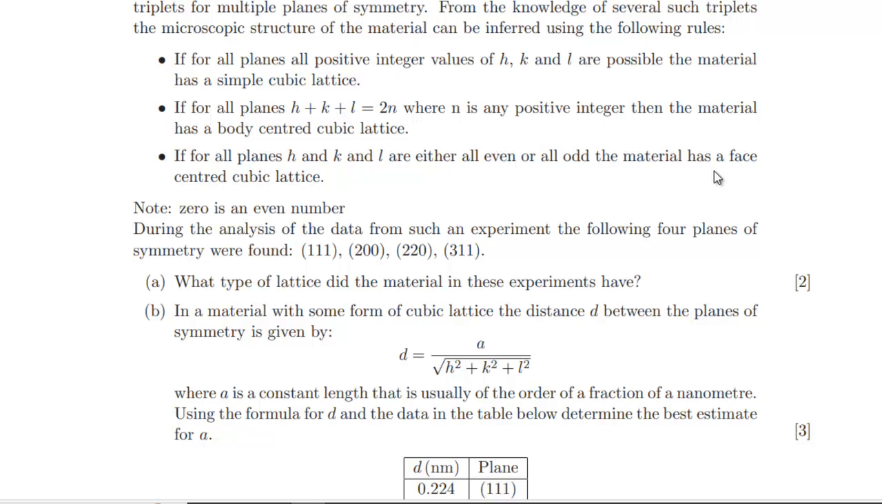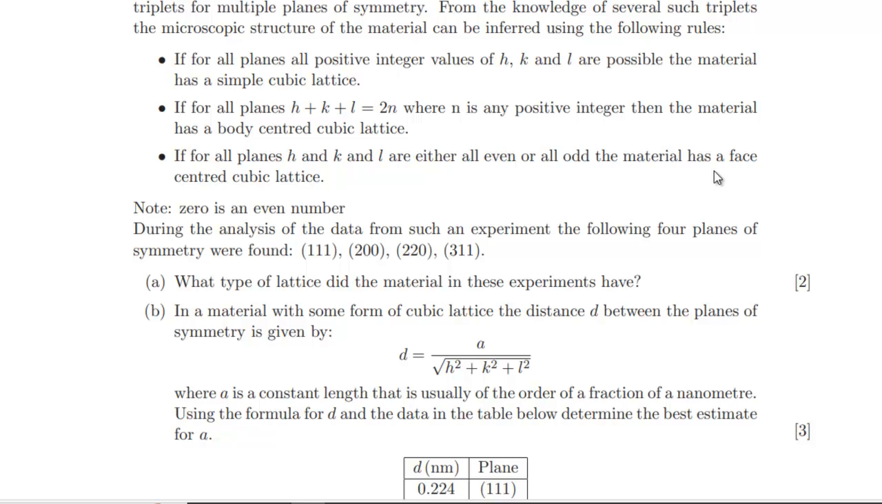If for all planes, all positive integer values of h, k, and l are possible, then we've got simple cubic. If they add up in that way, then we've got body-centered cubic. And if they're either all odd or all even, then we've got face-centered cubic. Okay, 0 is even. During the analysis of the data, we found these 4 things. What type of lattice? Right, so if for all planes, all positive integer values are possible, but we don't have all of them, so they haven't found those, so it can't be the first one.